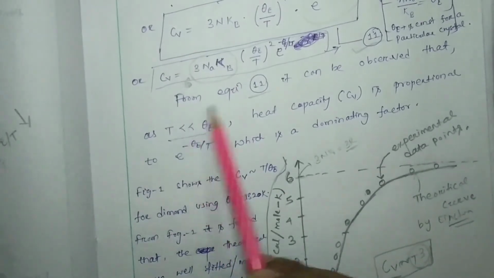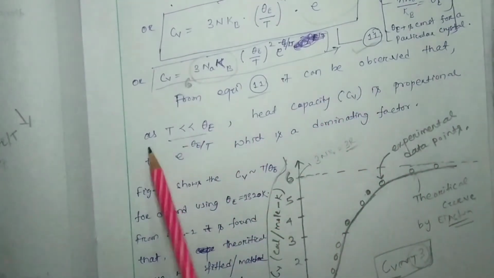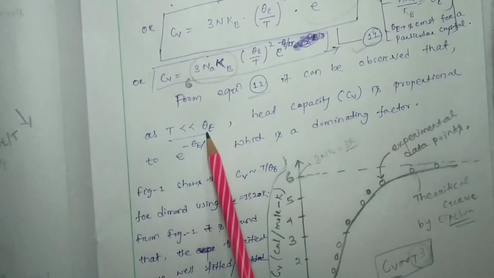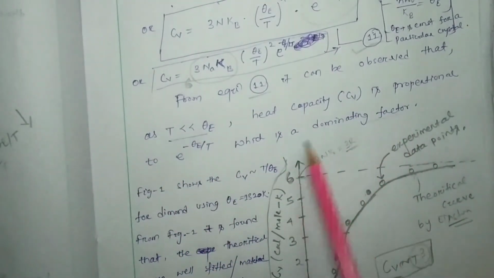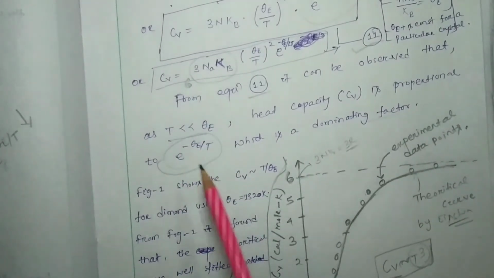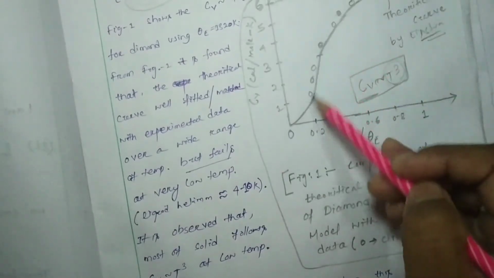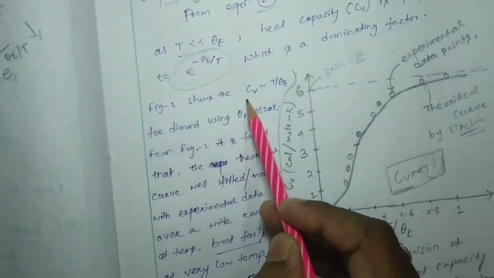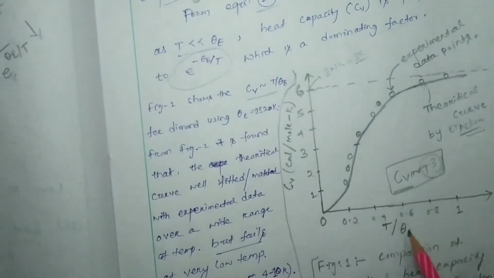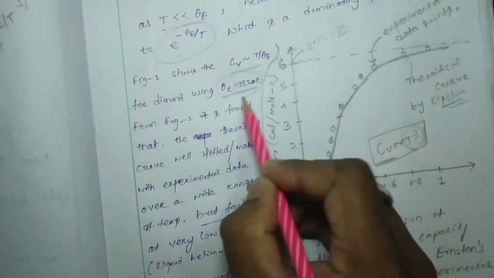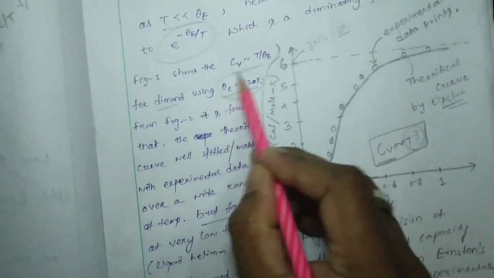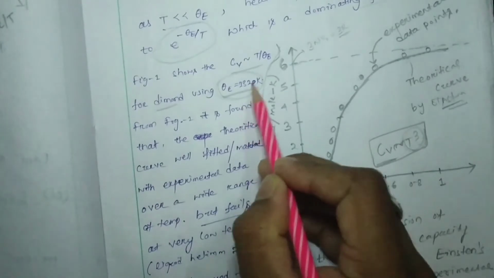See, from equation number 11 it can be observed that as T is less than theta, heat capacity Cv is proportional to this much, which is the dominating factor. Due to this dominating factor, as T decreases, this Cv also decreases exponentially. Figure 1 shows Cv versus T by theta E for diamond. I told you that theta E is a constant for a material. For diamond, the value of theta is 1320 Kelvin.